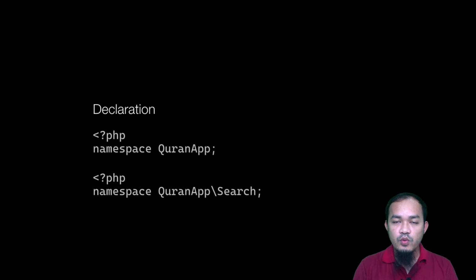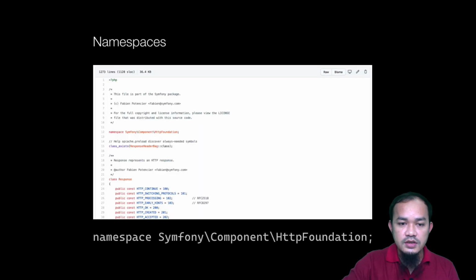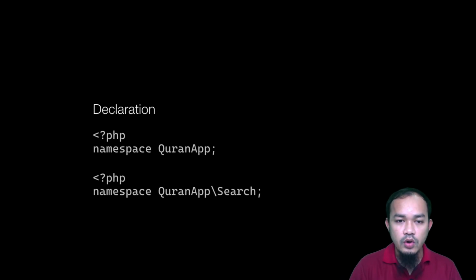If someone else declares QuranApp, it will conflict, because the unique part is the vendor name. Here it is QuranApp, or your name, or the company. In Symfony, they start with Symfony as the first part of the namespace, followed by the component, followed by HttpFoundation. So if you want to design your own namespace, the first name should be a unique one, such as your name, your organization, or something you are interested in.